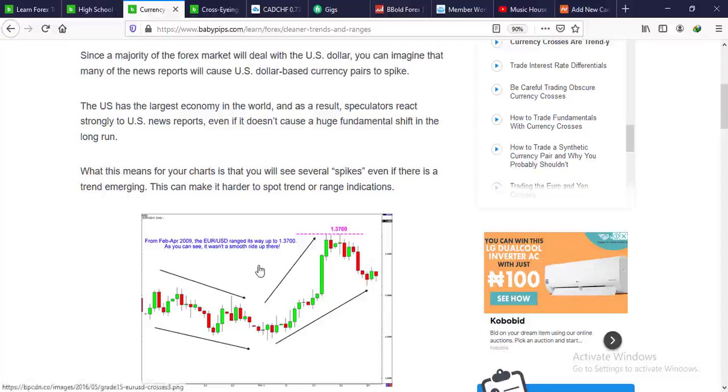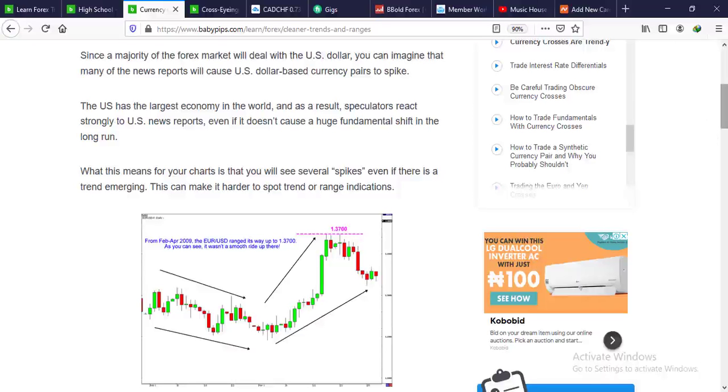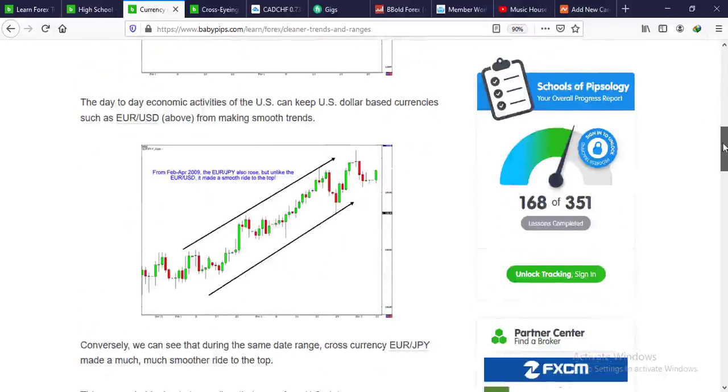So here's an example of the spike. From February to April 2009, the Euro USD ranged its way up to 1.3700. As you can see, it wasn't a smooth ride at all. So here is the range down to that point. Now, that gives us an idea that the Euro USD at that time was very bullish, was very strong.